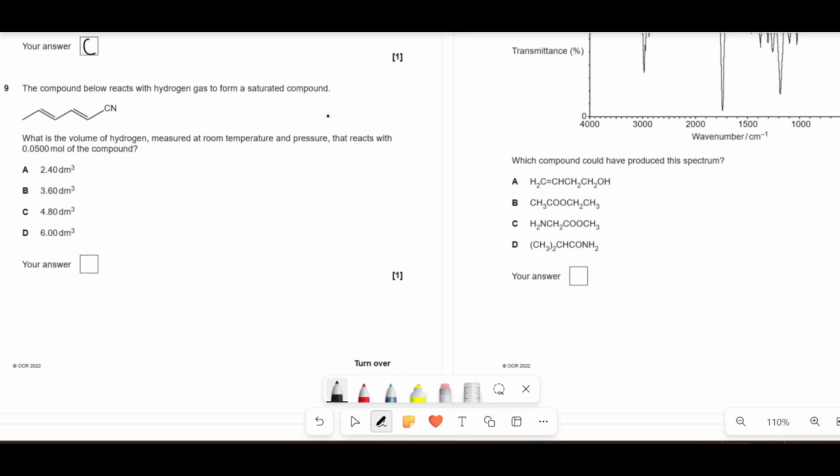So this compound has reacted with hydrogen gas to form saturated compounds. They've told you it reacts with hydrogen gas to form a saturated compound.